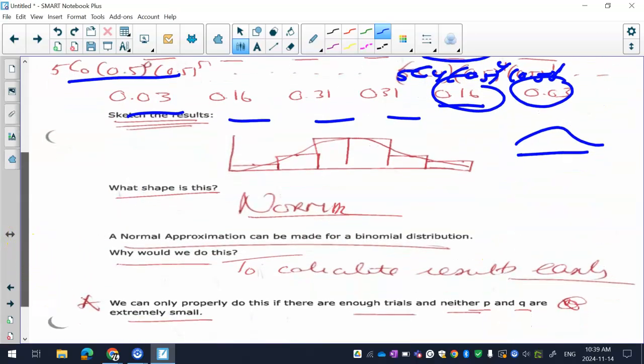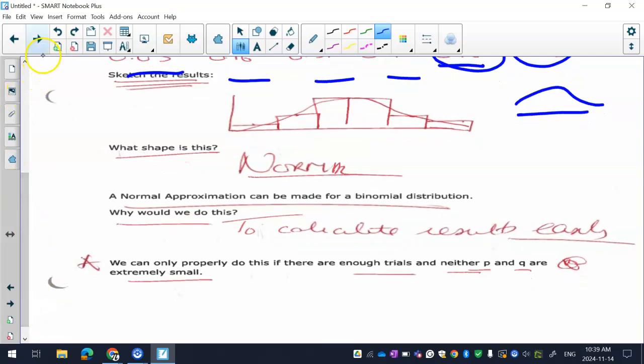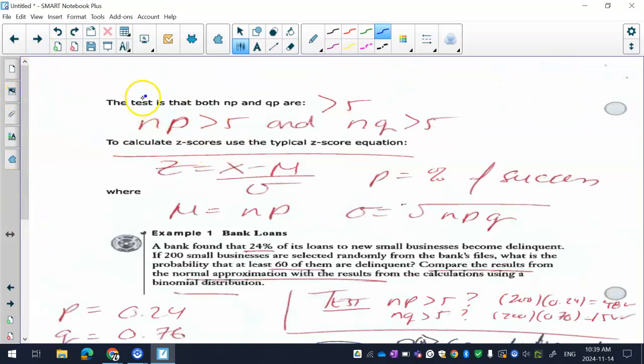So we can do that, and it makes our life a lot easier as long as we pass this simple test. We need that NP and NQ are greater than 5. The reason that's the case is, think about this. We have N and P, and they have to be greater than 5. One way to get that to be greater than 5 is to have N big. If you have a lot of trials, that's going to make this bigger. The other way to make this not small is if P is not extreme.